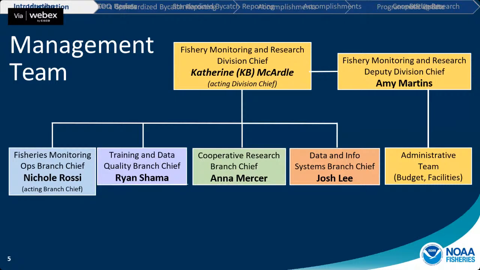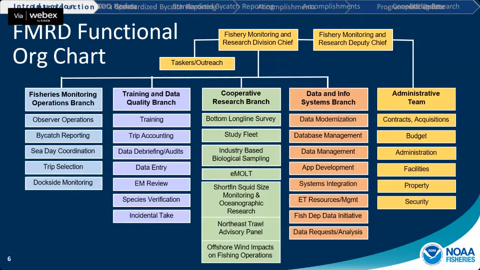Ryan Shama runs the training and data quality branch. Dr. Anna Mercer runs the cooperative research branch. She will be presenting after me. And then Josh Lee runs the data and information systems branch. Next slide, please. So this is a very brief overview of what our branches do.